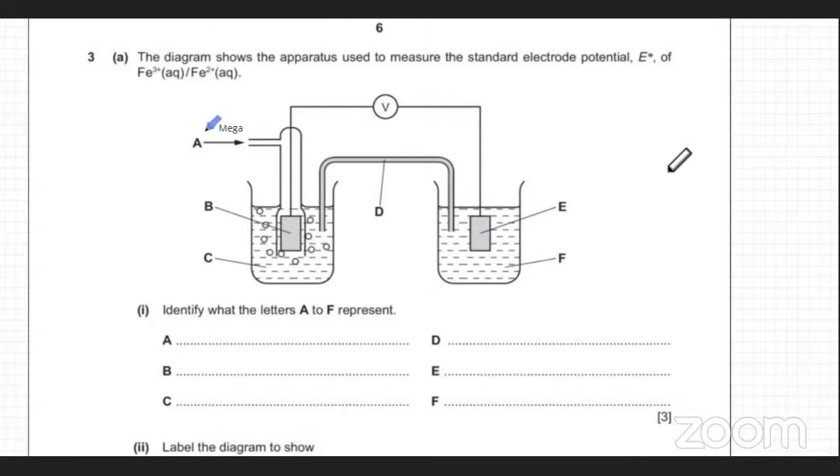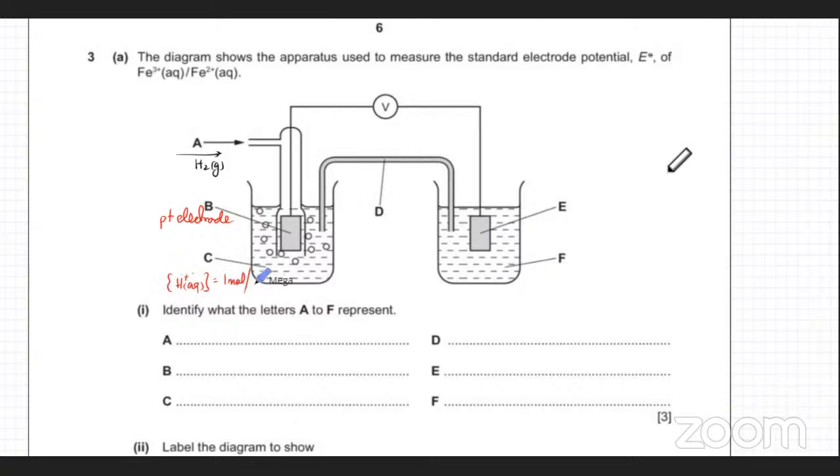So that means A must be H2 gas. And B, what is B? Platinum. That's going to be your platinum electrode, which would also act as a catalyst. And what's C? Hydrogen is going to be in equilibrium with what? Not water, H+ ions, aqueous. And the concentration is going to be 1 mole per dm cube.